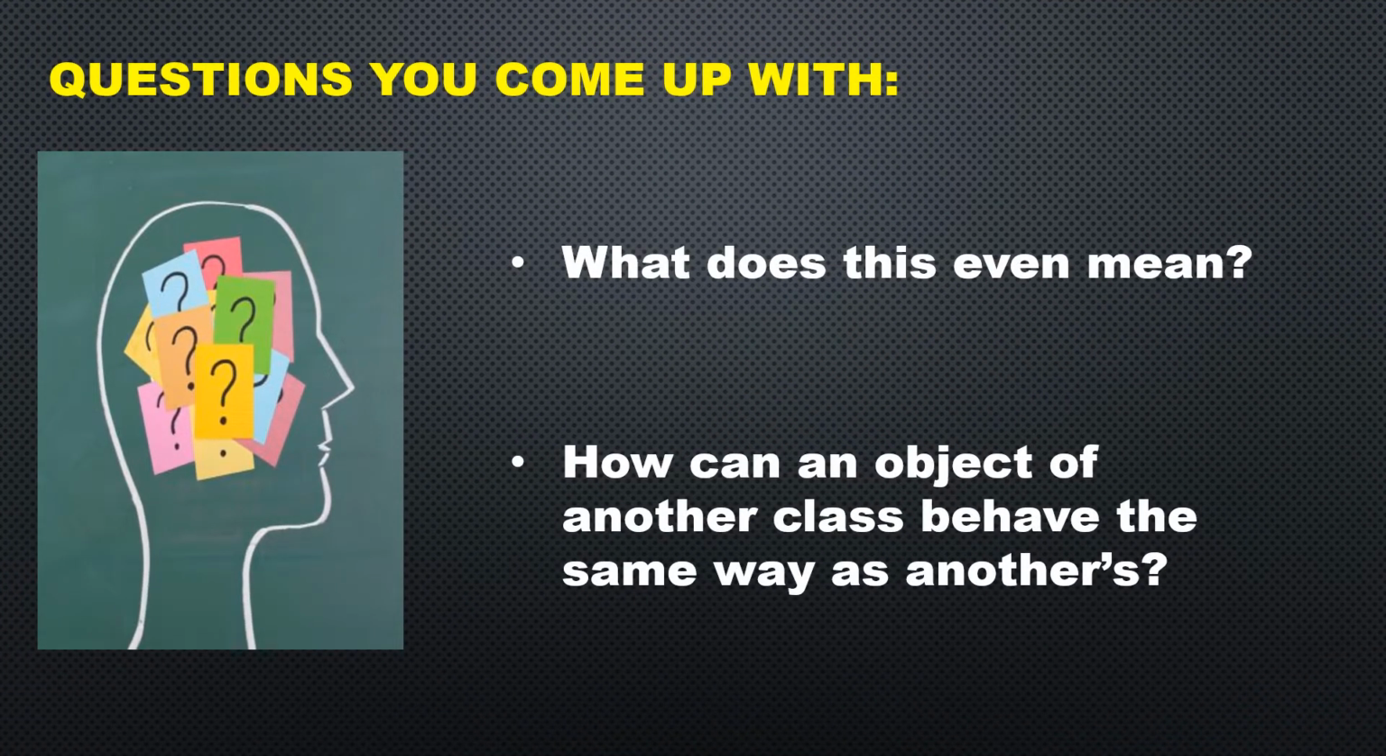But what does this even mean? How can an object of another class behave the same way as another's? You might ask me. Let me give you a real life example and it will be crystal clear to you.